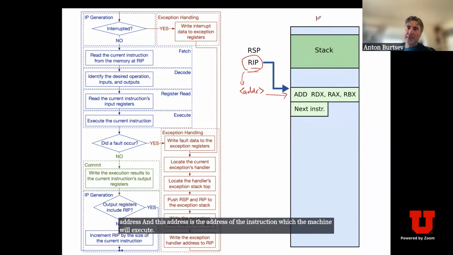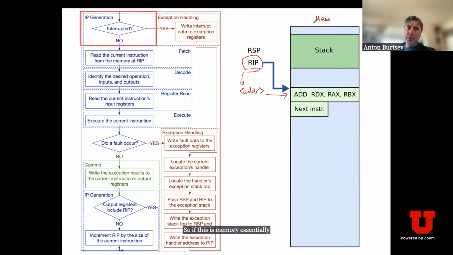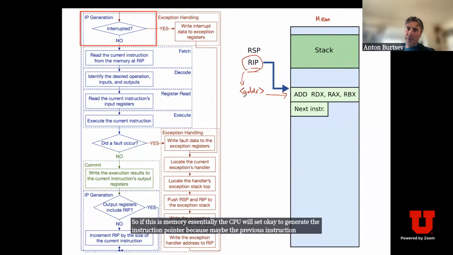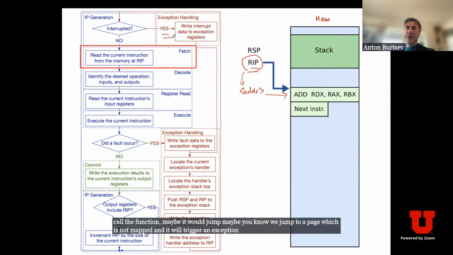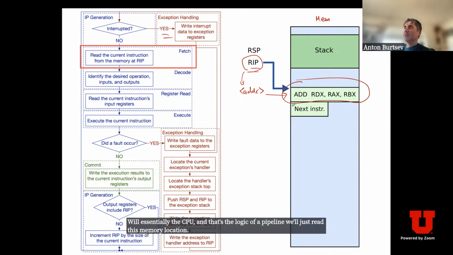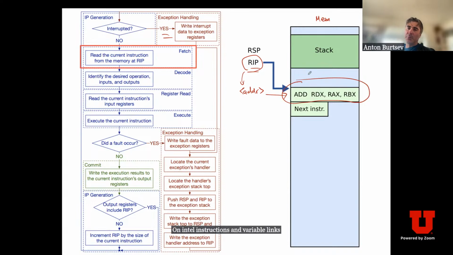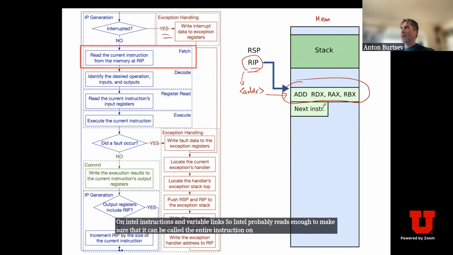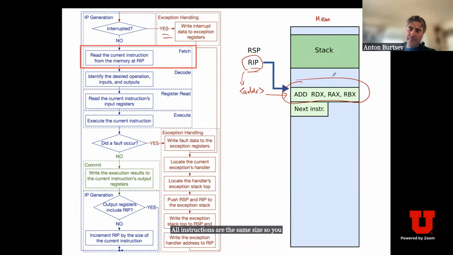If this is memory, the CPU will generate the instruction pointer, because maybe the previous instruction changed it. Maybe we called a function, maybe we jumped, maybe we jumped to a page which is not mapped, and that will trigger an exception. If that didn't happen, the CPU, and that's the logic of a pipeline, will just read this memory location. On Intel, instructions have variable lengths, so it probably reads enough to make sure it can decode the entire instruction. On something like MIPS, which we covered in 3810, all instructions are the same size, so you just read 4 bytes or whatever the size of the instruction is.